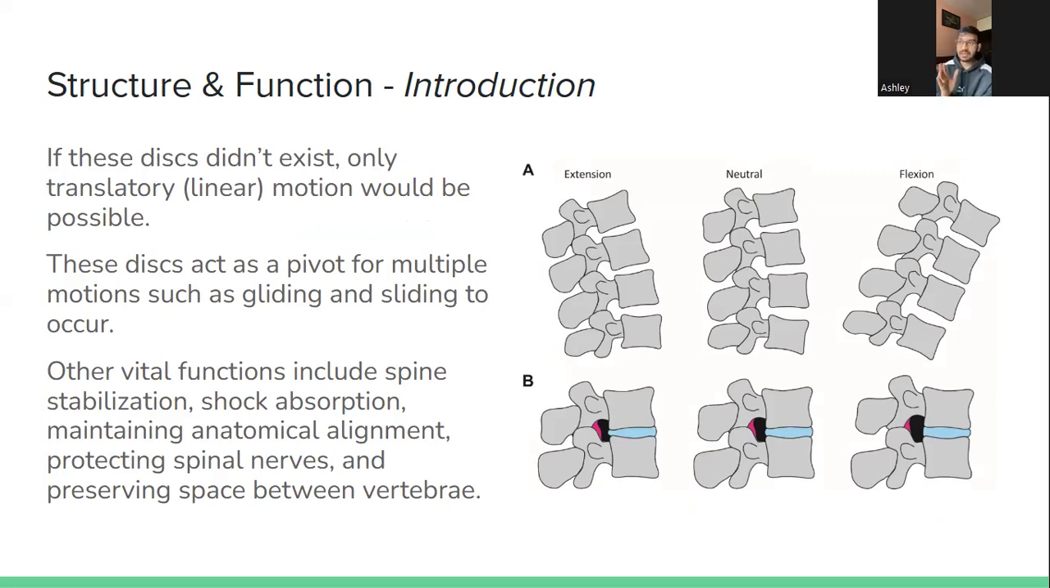Linear basically just means only straight, meaning one movement only, okay, no change. So we wouldn't be able to do flexion or extension. We would just basically be rigid.